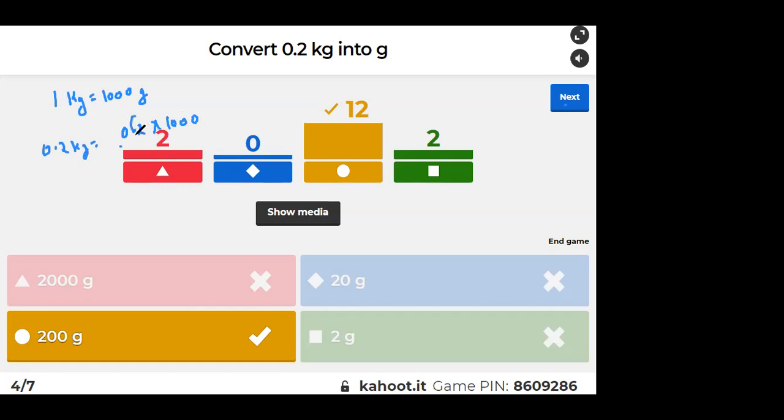How many digits are there after decimal? Only one digit. So I have to put only 10 over here. Yes or no? This everyone knows. Nabil, Tanushri, Shreya, everyone know this? So it will be 200 grams. Okay? Anyone have any doubt in this? No? Everyone is getting this clarity? Okay, very good.